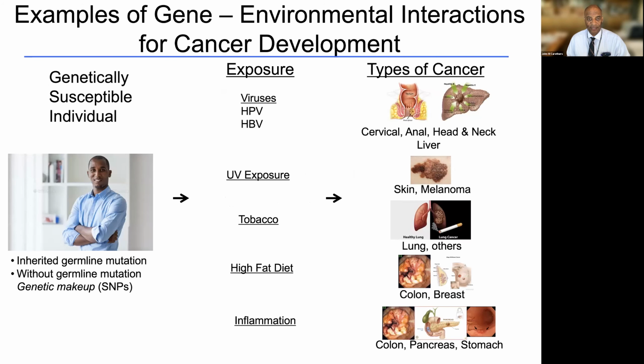So cancer develops from gene-environmental interaction. You have a genetically susceptible individual who may overwhelmingly have genetic susceptibility by an inherited germline mutation, or it can be without a germline mutation and based on their genetic makeup. Sometimes we call single nucleotide polymorphisms that collectively may give it a disadvantage or risk. You are exposed throughout your lifetime to a number of different environmental causes for cancer. Here are some examples here.